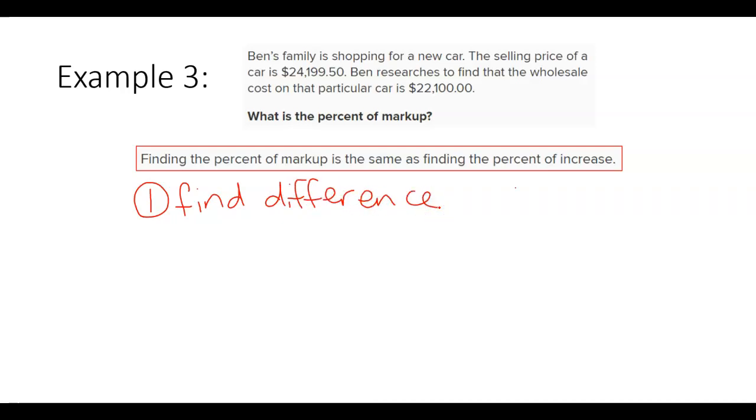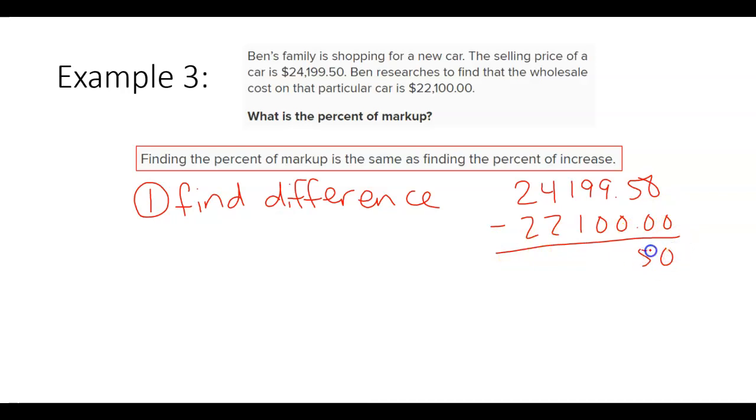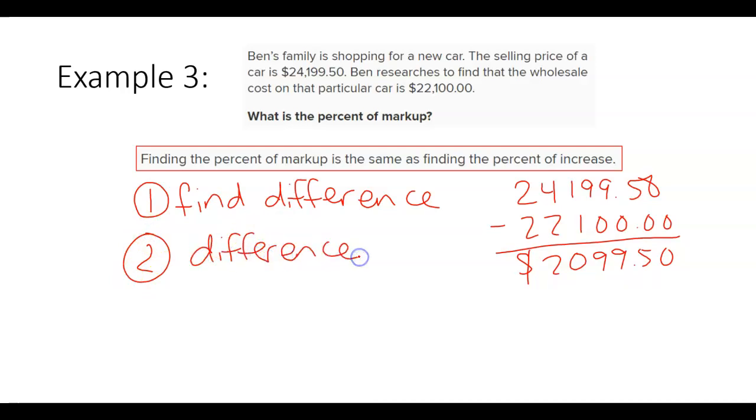So we will take the selling price and subtract the wholesale price. And this difference is $2,099.50. And then we take that difference in prices, and in this case with percent of markup, we're going to divide by the original amount, which is the wholesale price.